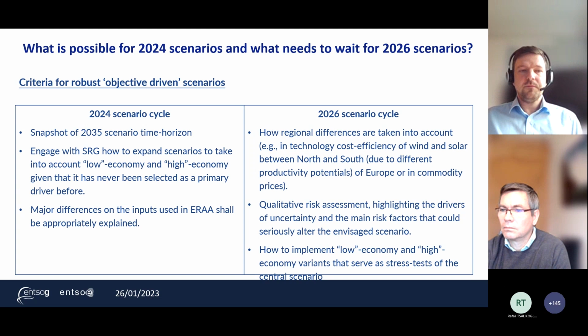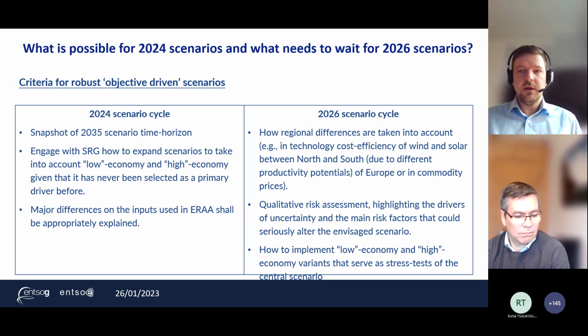Now we are looking at the chapter on the criteria for robust, objective-driven scenarios. What we can do for this cycle already is give a snapshot of the 2035 scenario time horizon. This is important to emphasize: it will be a snapshot. We have planned and set up our process, our data collection, etc., for the time horizons 2030, 40, and 50. So 2035, as requested by the framework guidelines, is something we will try to comply with, but we cannot go to the full extent.